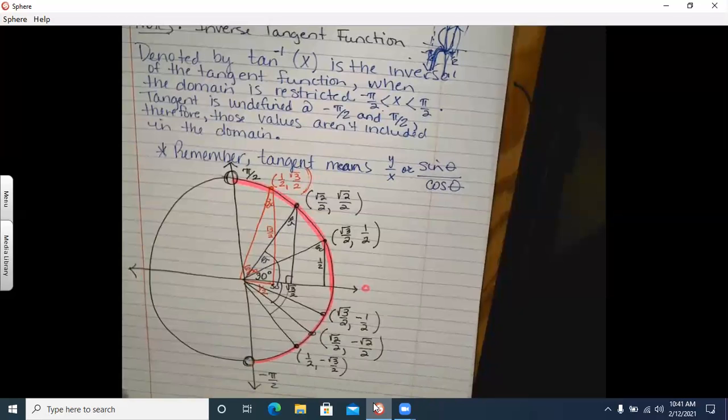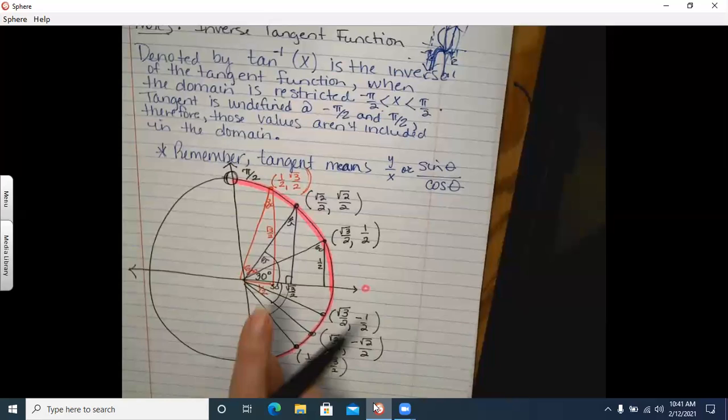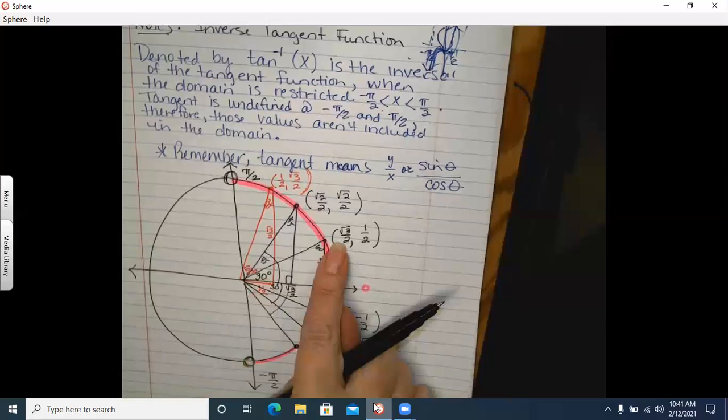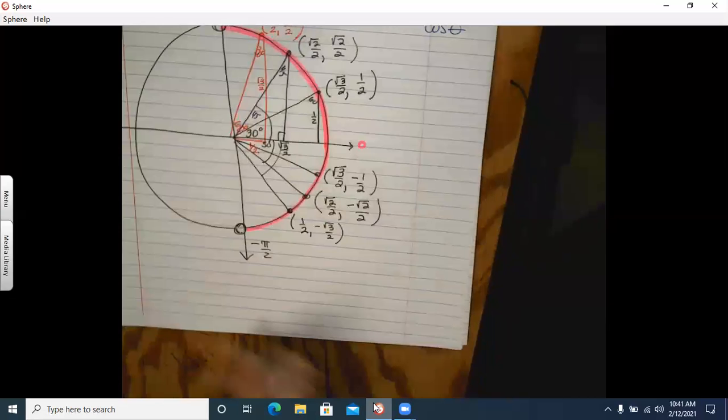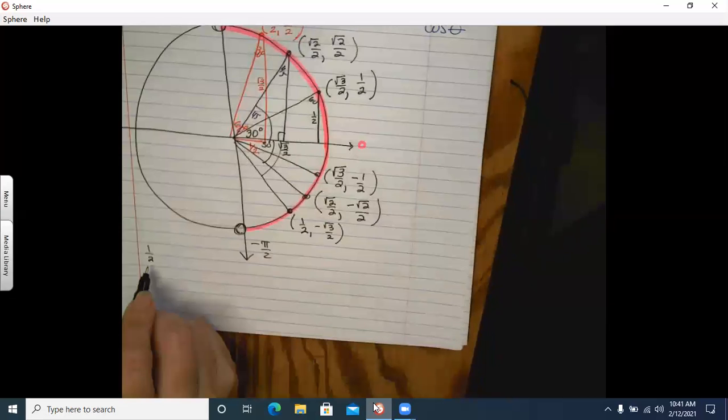Okay, so let's figure out what the tangent is for each of these. So for the tangent, just tangent, now we're talking about inverse tangent, right? But let's figure out what the tangent is first. So for the tangent, we're going to find the tangent of a 30-degree angle. So I'm going to do sine divided by cosine to figure that out. So I'm going to do 1/2 divided by the square root of 3 over 2. So I'm going to do my math down here. 1/2 divided by the square root of 3 over 2.